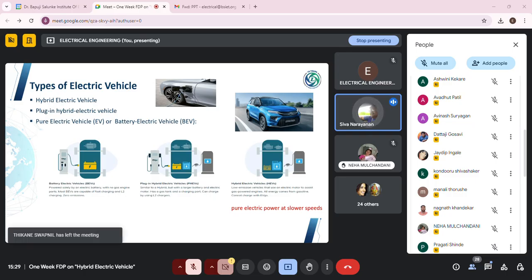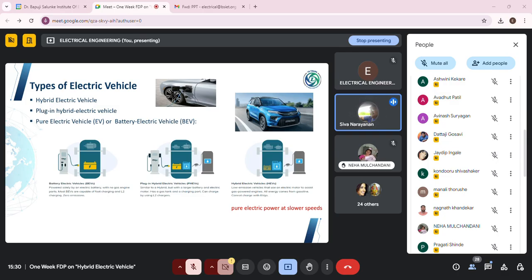So what are the different types of vehicle available? Generally we have three types of vehicle available as of now in the market. One is the pure electric vehicle or the battery electric vehicle. The second one is the plug-in hybrid electric vehicle, and the third one is the hybrid electric vehicle. From the name itself, you can understand that the battery electric vehicle is the pure EV. As of now in the Indian market, pure EVs are highly promoted, but still the cost of the pure battery vehicles is very high. The pure battery vehicles will have a charger.